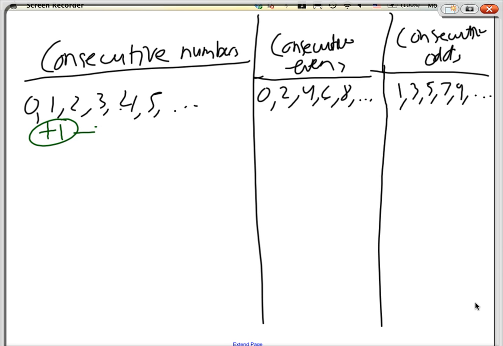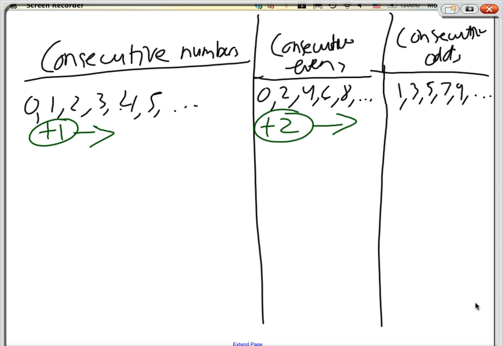Now, look at my consecutive evens. How do I move from one number to another? Plus 2 to move forward. Notice, I add 2 to move forward. 0 plus 2 is 2, 2 plus 2 is 4, 4 plus 2 is 6, 6 plus 2 is 8, and so on and so on.